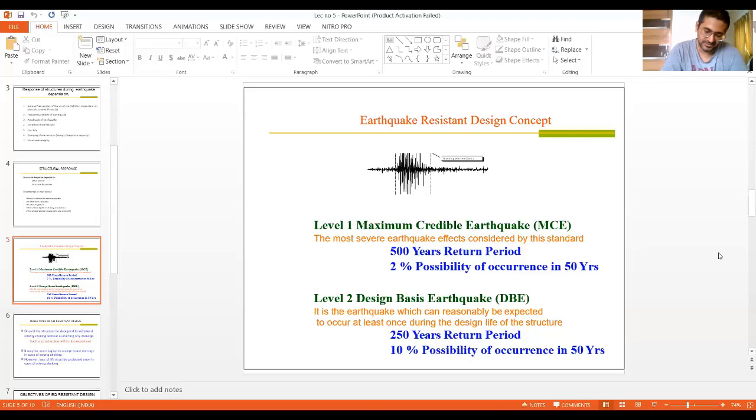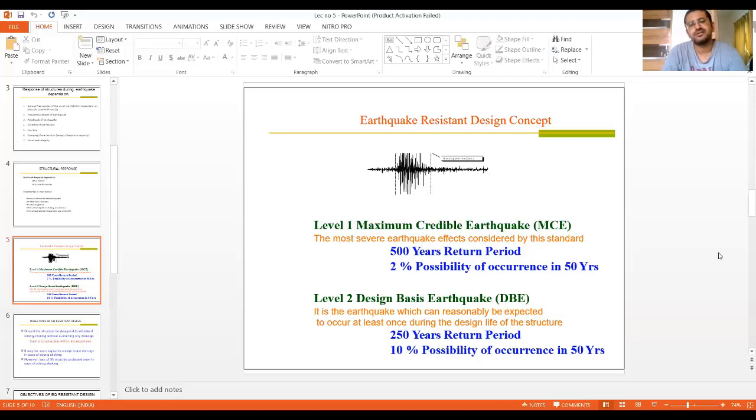So code is talking about basically two types. First is the maximum credible earthquake and second is the design basis earthquake, right? So the maximum credible earthquake is the most severe earthquake effect considered by the standard, that is 500 years return period, that is 2% possibility of occurrence in 50 years, right? As you know, the code is divided into 5 different seismic zones. So depending upon the location of our structure, we can study what is the highest intensity or the highest magnitude of earthquake that we've experienced in the past.